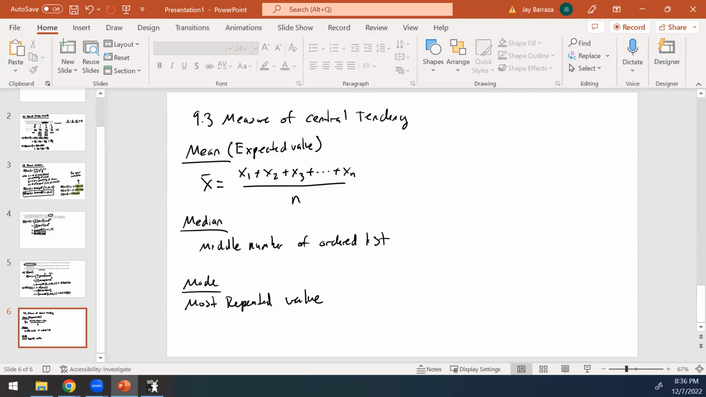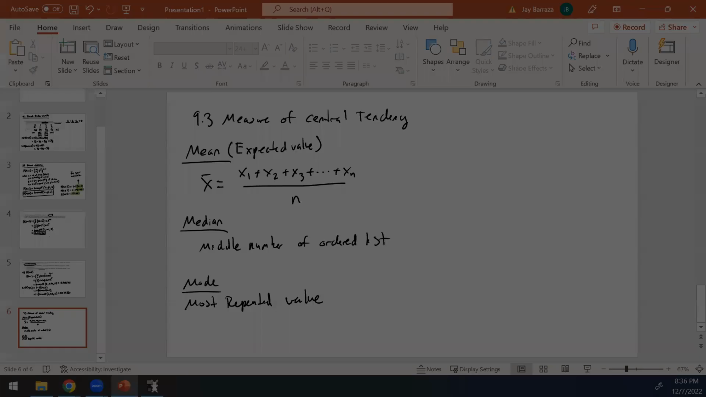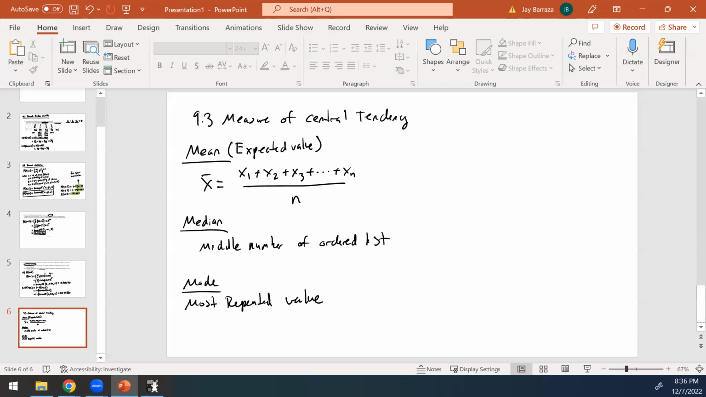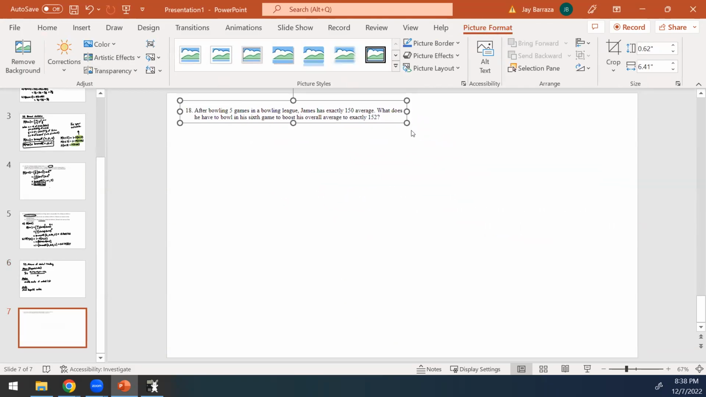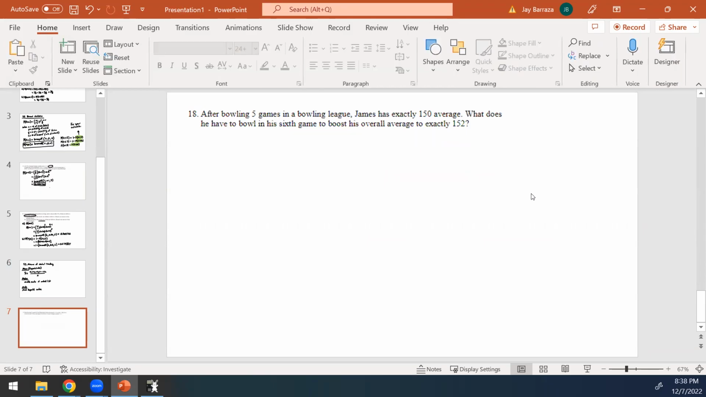So let's just do one of the review questions where you actually have to use this mean formula, and then we're going to move into expected value with probability. Number 18. After bowling 5 games in a bowling league, James has exactly a 150 average. What does he have to bowl in a 6th game to boost his overall average to 152?